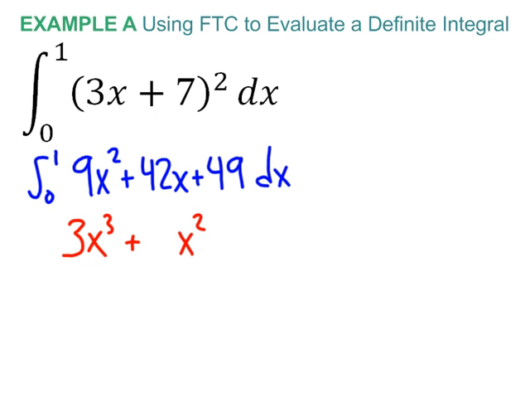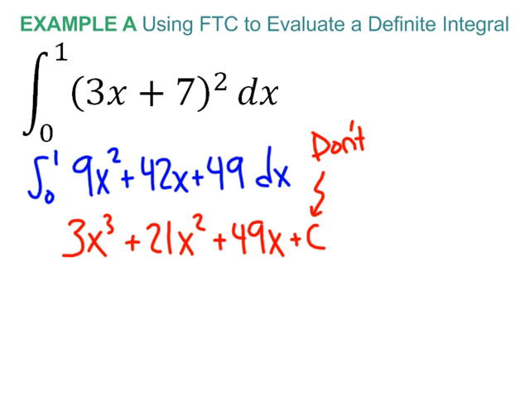Second one, x squared, and therefore there must be a 21 in front. And finally, 49x. Now, I'm sure I've mentioned to you that you don't need the plus c at the end, but just in case you didn't catch why we don't need the plus c, I'm going to put it in here for this first example. But again, I'm putting it in there simply to prove that you don't really need it when you're doing a definite integral with the FTC.